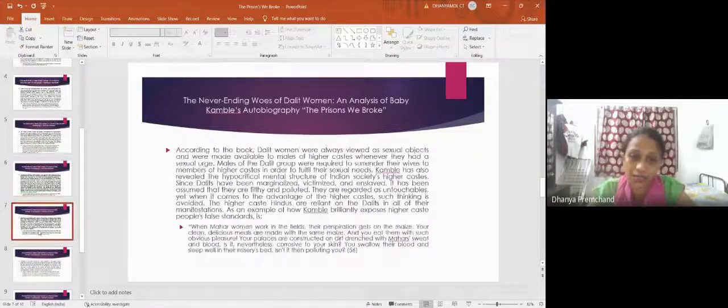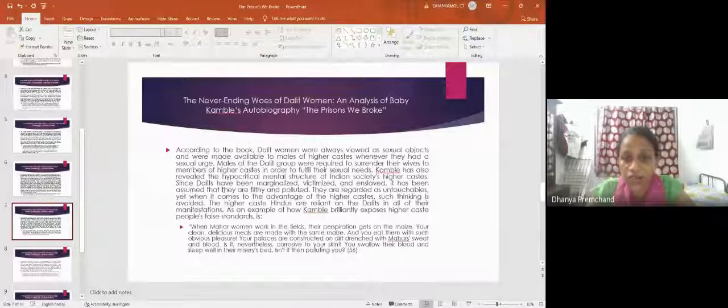According to the book, Dalit women were always viewed as sexual objects and were made available to males of higher caste whenever they had sexual urge. Males of the Dalit group were required to surrender their wives to members of higher caste in order to fulfill their sexual needs. Campbell has also revealed the hypocritical mental structure of Indian society's higher caste.